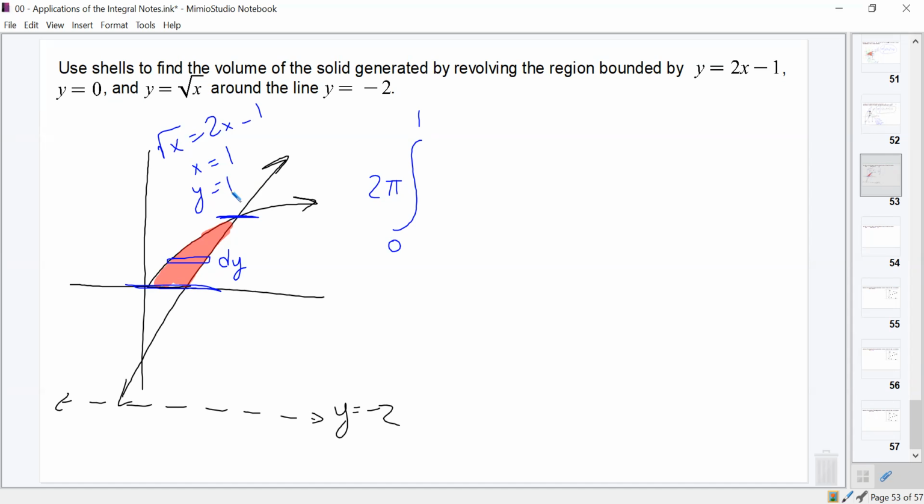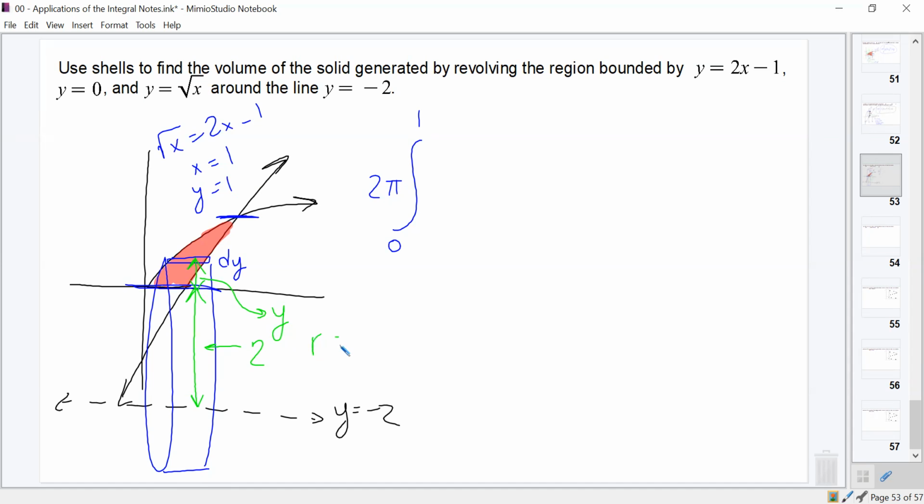And so if we are going to revolve this thing around that line y equals -2, the radius is going to extend from here, where that rectangle is, all the way down to y equals -2. So one piece of that here is 2 units, and the other piece of it right here is just y units. So this time, since we're revolving around y equals -2, the radius isn't just going to be y.